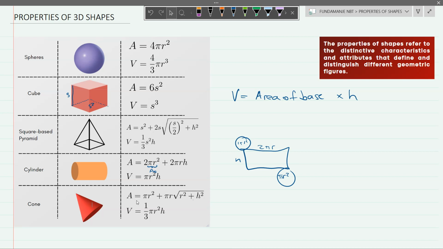Then that's about it for properties of 3D shapes. Just the ones where there's some understanding, make sure you understand as much as you can.